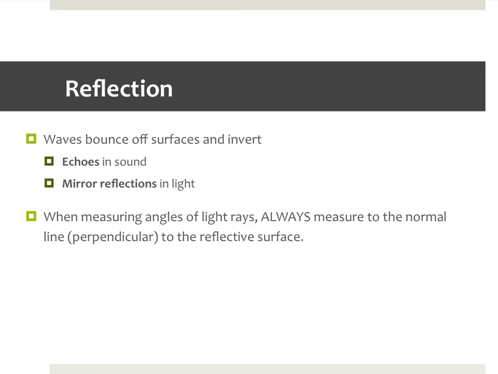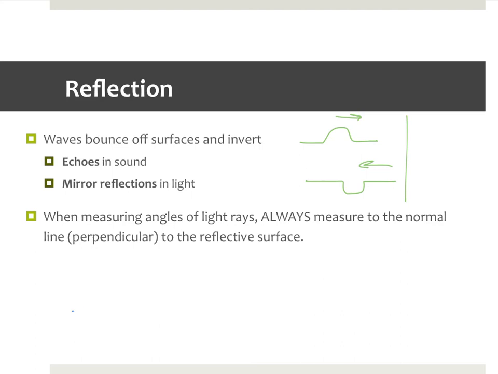Okay, so in reflection, waves bounce off surfaces and invert. So this is kind of the same for both sound and light. You have a wave traveling this way, hits a surface, and it comes back the other way. This is relevant in echoes. It's almost the same thing in mirror reflections for light. So a lot of the problems you'll deal with on reflection mostly pertain to light.